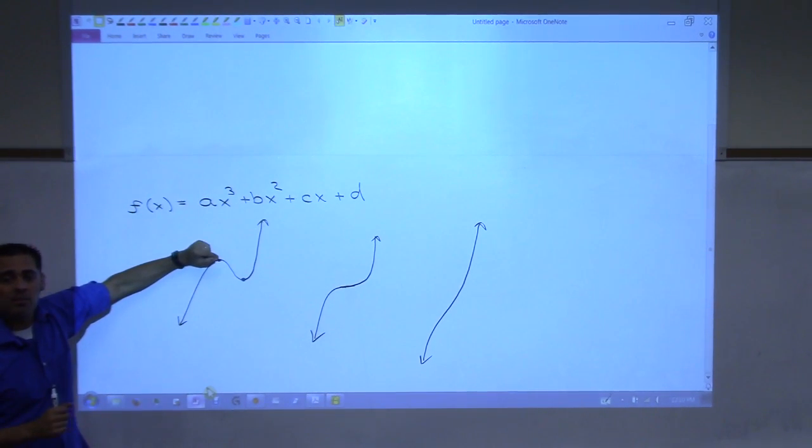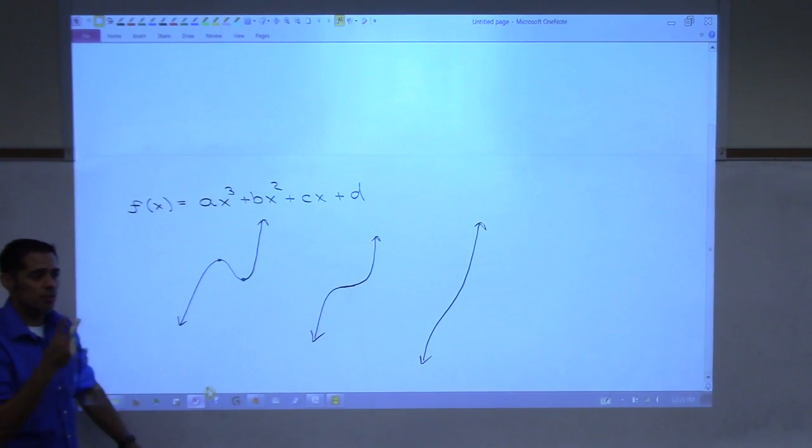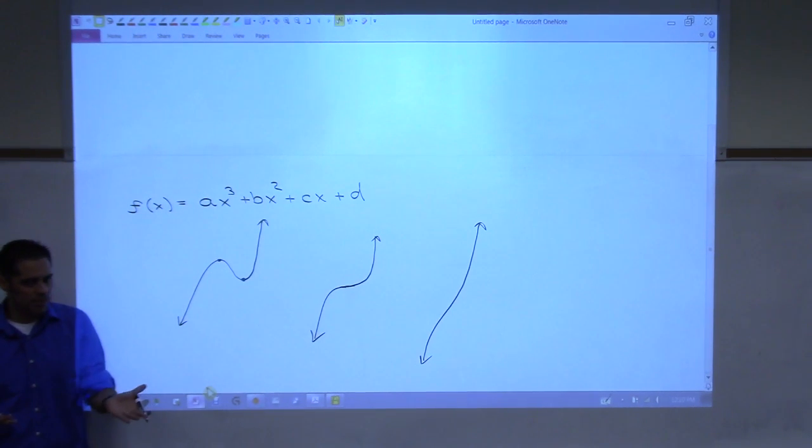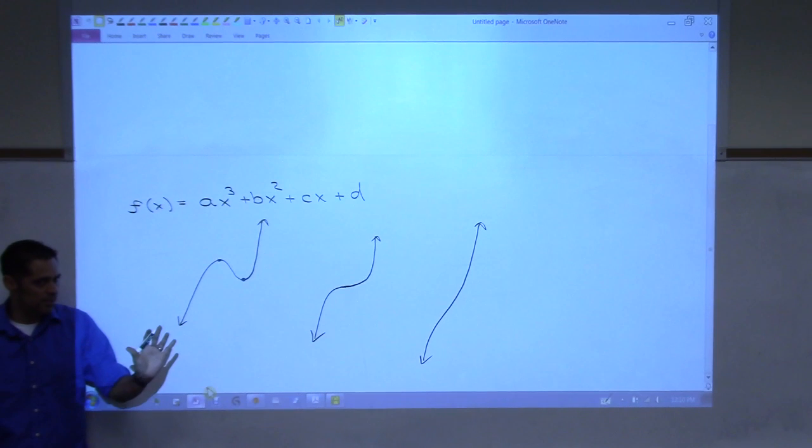Quadratic. How many solutions can you have with a quadratic function? 2 or 1 or none. All quadratic functions have either 2 solutions, 1 solution, or no solutions, as long as we're talking about real numbers. If you bring the complex numbers in, that's something else.